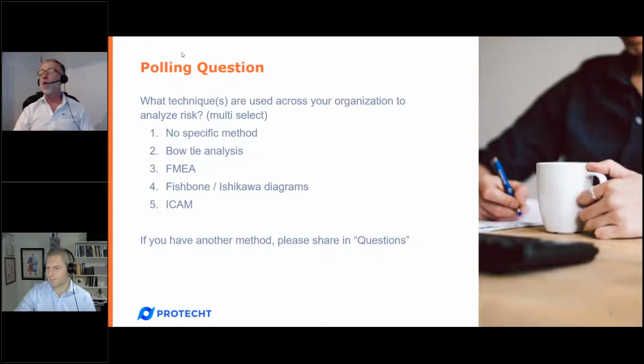Now, some of these are more applicable to particular risks, such as ICAM in work health safety, FMEA in kind of engineering, equipment failure, and so on. Now, what's interesting, 60% no specific method. I hope I help you grab a method, because these methods, regardless of what you use, are fantastic at trying to get more people more engaged with risk so that they understand it.